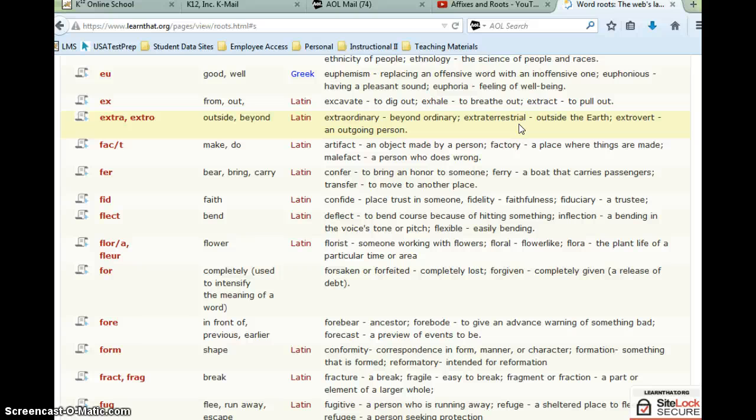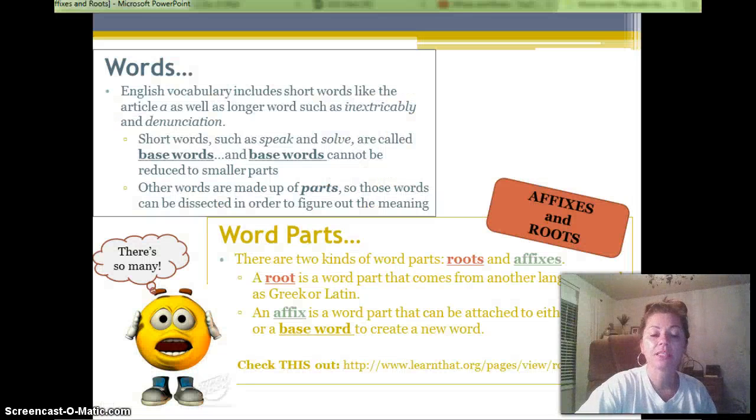All right, so you're already using these, so this ain't no thing, but it is a great website to bookmark, and you should bookmark this now. It's learnthat.org, and it's the root portion of learnthat.org. Now let's get back to our slides and learn a little bit more about these roots and affixes.